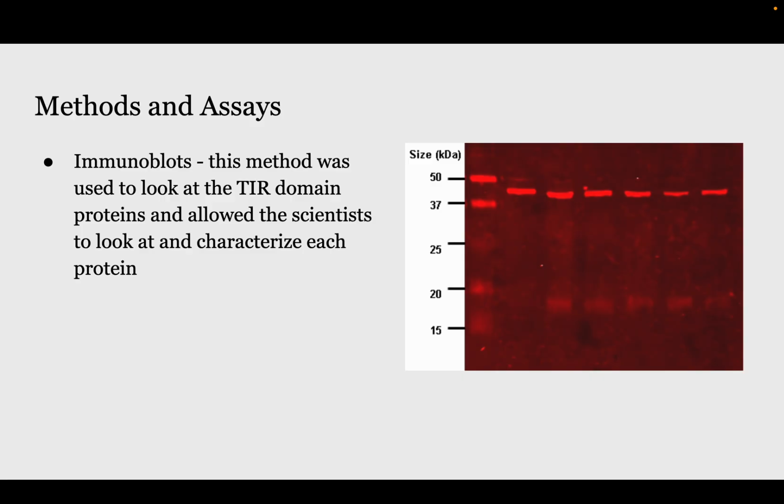The next method that was used was an immunoblot. An immunoblot is used to look at and characterize proteins, in this case, the TIR proteins.